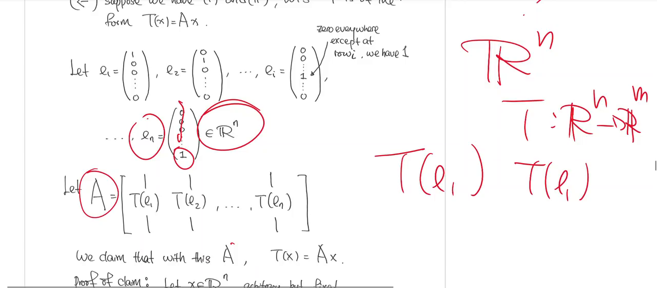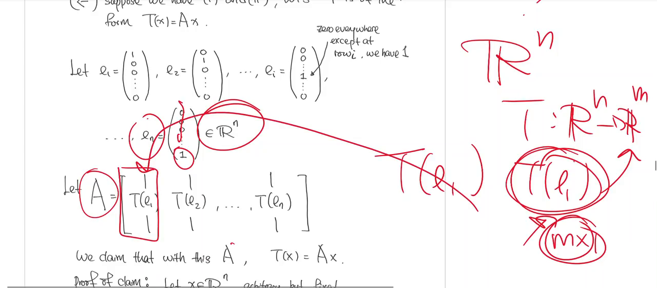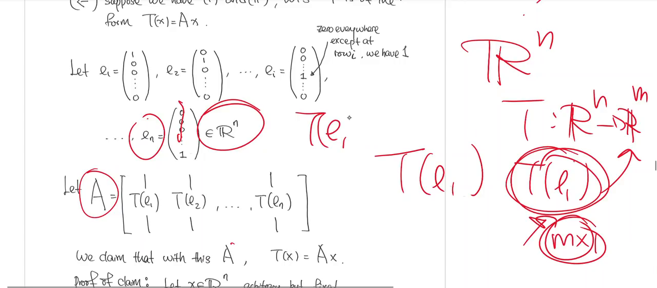I don't know what that value is, but I know that this is an element in R^m, which means it is an m by 1 column vector. I don't know what it is yet, but I know it's an m by 1 column vector. I take that column vector and put it right here. So I use this notation: instead of writing just T(e1), I write it like this to indicate that it's a column vector, and I call it T(e1).